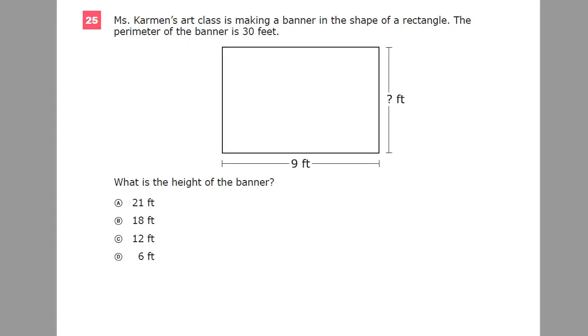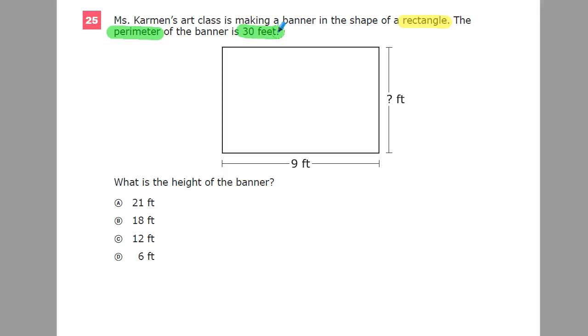This is the grade 3 math practice test for TNReady. Question number 25. At least on this version it is. Ms. Carmen's art class is making a banner in the shape of a rectangle. So that's important. I'm going to make a note of that, that there's a rectangle. The perimeter of the banner is 30 feet.